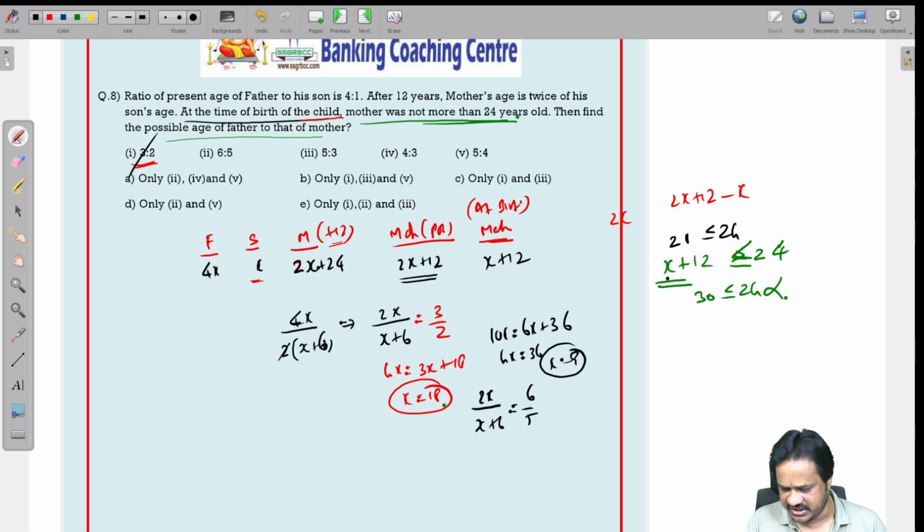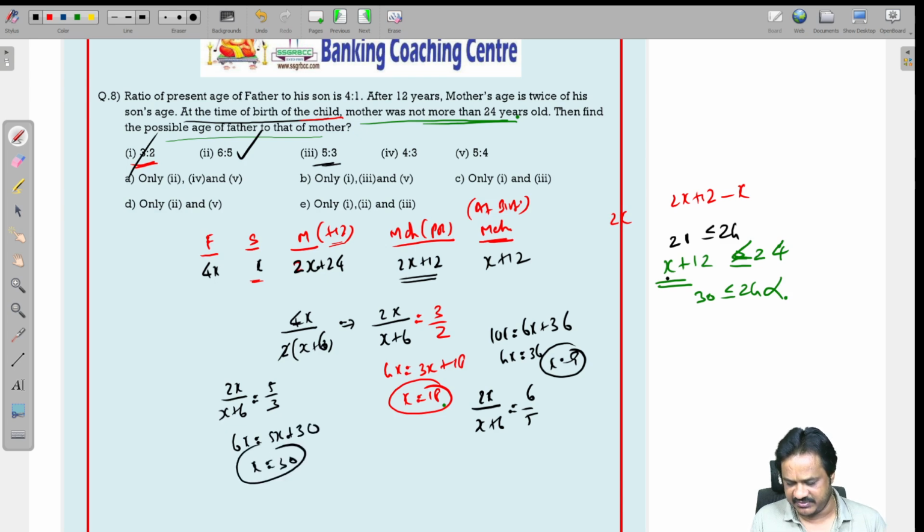21 is less than or equal to 24? Yes, this is correct. Now, we are seeing the third option. 2x by x plus 6 equal to 5 by 3. Therefore, 6x is equal to 5x plus 30. X value itself is 30. But it should not be more than 24. So, this is also definitely wrong.